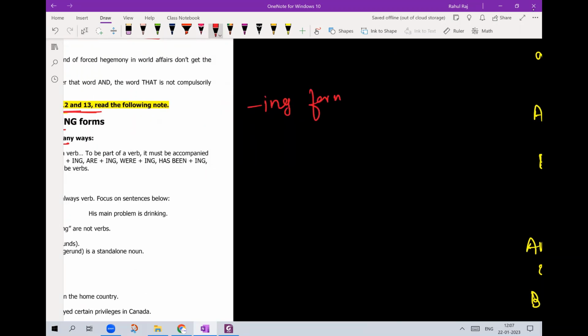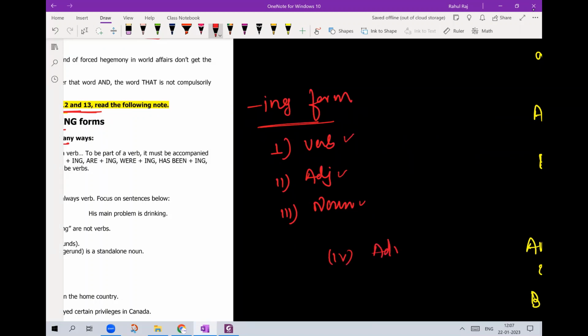The ing form can be used only in three ways. It can be only three things. Either it can be a verb first, or it can be an adjective, or it can be a noun. So there is nothing to be confused about with the ing form, guys. There is also a fourth usage of the ing form: it can be used as an adverbial modifier. We'll come to that adverbial modifier part, but just for now, don't think about it. Just think that the ing form can be a verb, an adjective, or a noun.